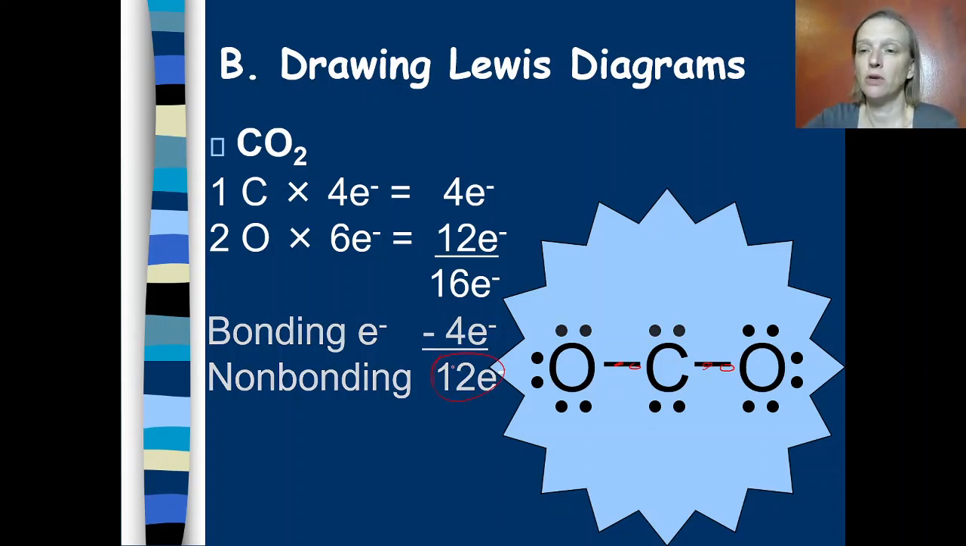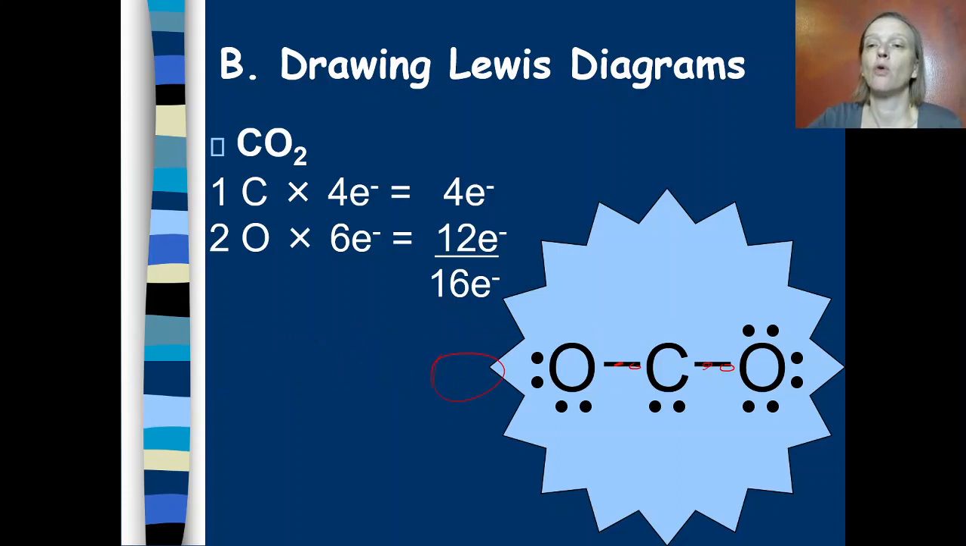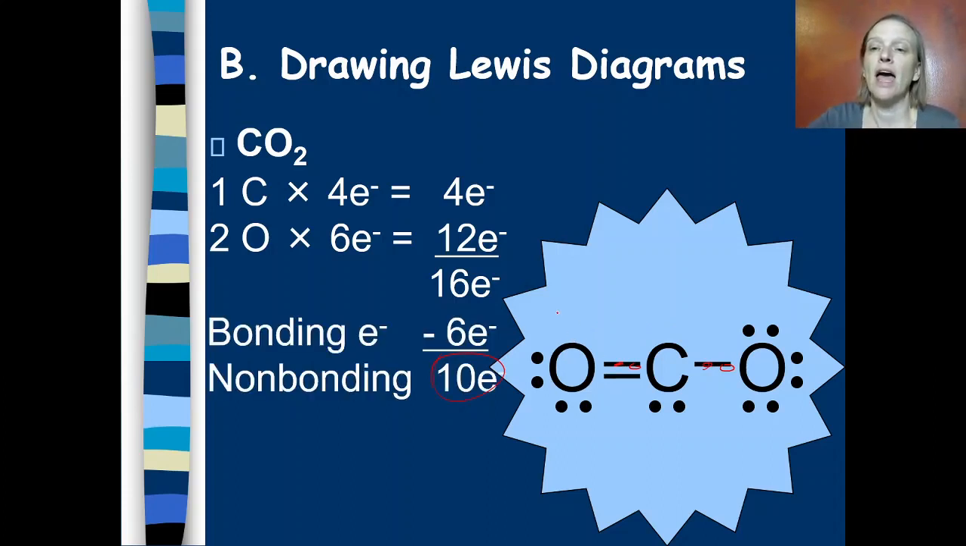So what I need to do is remove some of those electrons and replace it with a double bond. And I'm going to do a recount and see if I've got the right number of electrons yet. Okay, now I've got 12 non-bonding electrons. That's still too many because I've used up 6 now in my covalent bond, and so I only have 10 left to place.